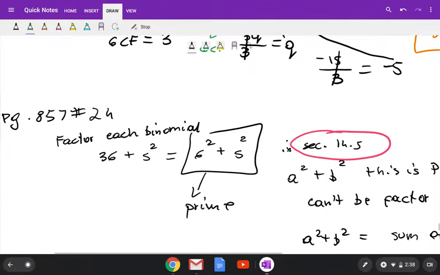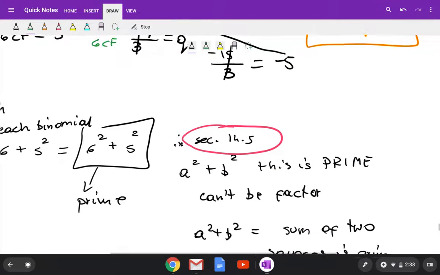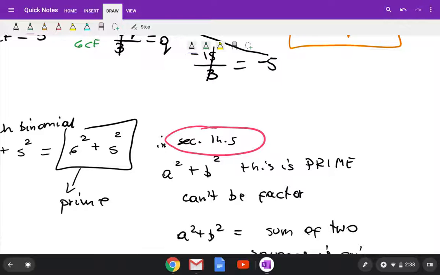Next example for review is from page 857, number 24, where you have to factor the binomial 36 plus s to the second power. What I did with this problem, I would rewrite 36 as 6 to the second power plus s to the second power. And this problem is from section 14.5.